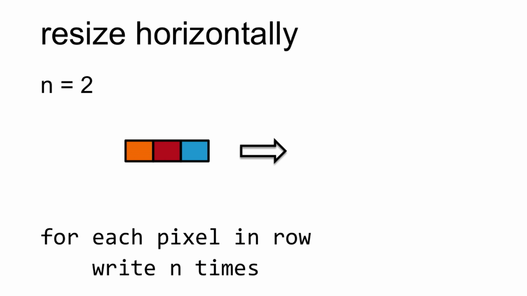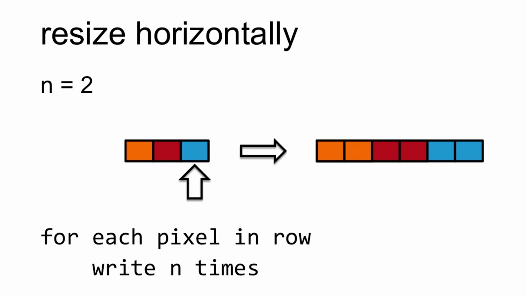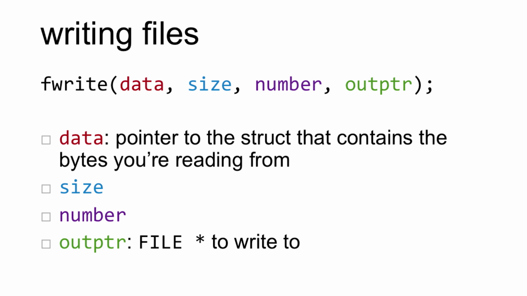So now that we know how to read into the scanline for the in file, let's talk about resizing. We're going to tackle resizing horizontally first. For this, essentially what we need to do is for each pixel in the row, we want to write it n times. So for an n of 2, I'll go to my orange pixel and write that twice, then proceed to my red pixel, write that twice, and finally my blue pixel I'll write twice as well. We call upon the function fwrite to write those pixels into our out file. Fwrite takes in 4 parameters: the pointer to the struct that contains the bytes you're reading from, then the size and number of the elements you want to write, and finally, the destination of those files as a file pointer.